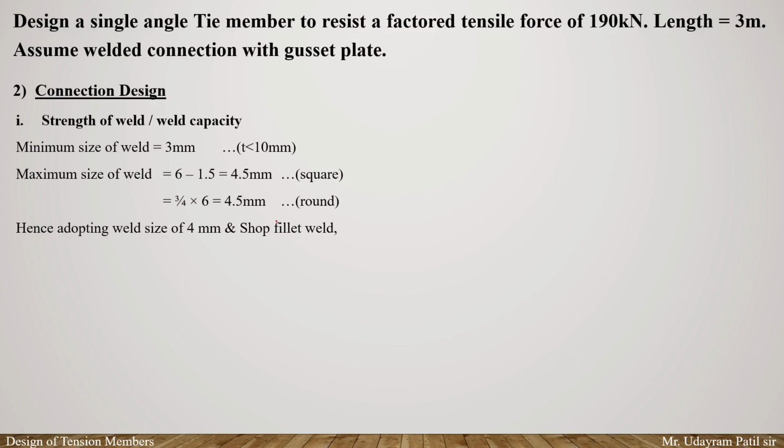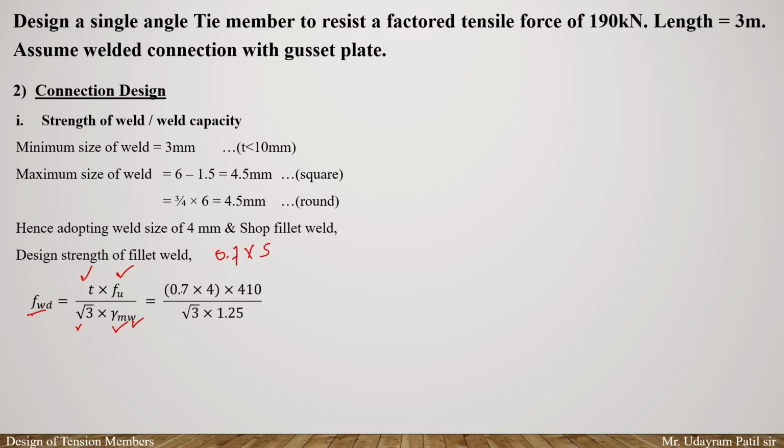Next is calculating the strength of that particular weld size. So the design strength of the fillet weld, FWD, will be equal to T, that is your throat thickness, multiplied by FU divided by root 3 multiplied by gamma mw. We know gamma mw, we know FU. We have to calculate the throat thickness. Throat thickness will be equal to 0.7 multiplied by the size of the weld, which is 4 mm. So 0.7 multiplied by 4 multiplied by FU 410, divided by 1.25 gamma mw, will give us the FWD, the design strength of the fillet weld per mm, equal to 530.24 Newton per mm. So this is the design strength of our particular weld.